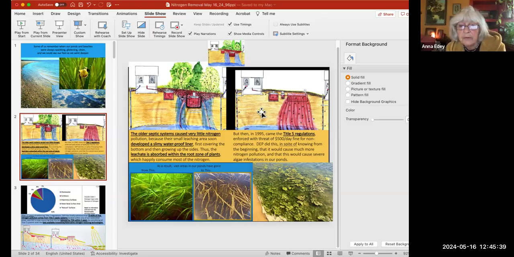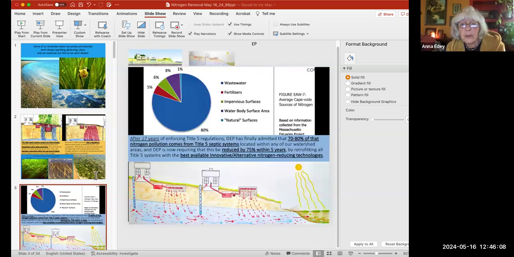Then in 1995 came the Title V regulations, enforced with a threat of $500 a day fine for non-compliance. DEP did this in spite of knowing from the beginning that it would cause much more nitrogen pollution and that this would cause severe algae infestations in our ponds. And we know these conditions are disgusting.